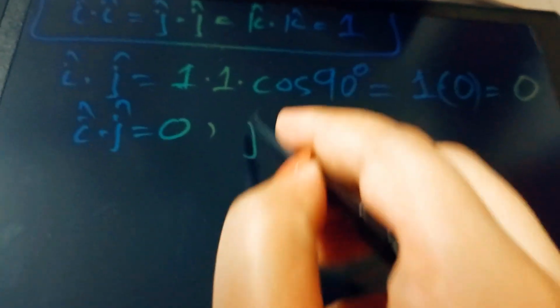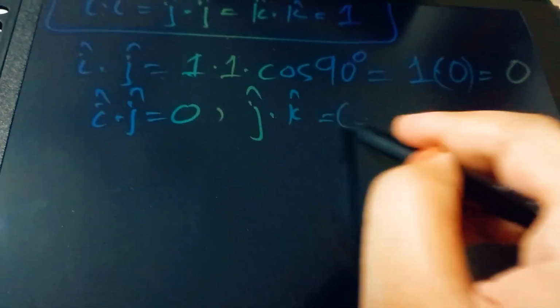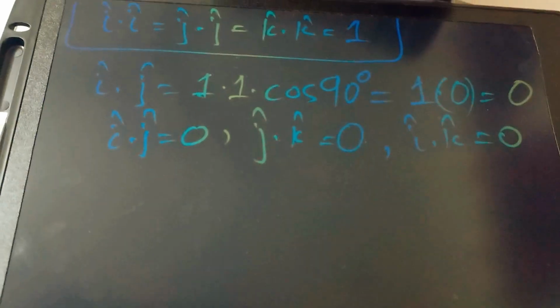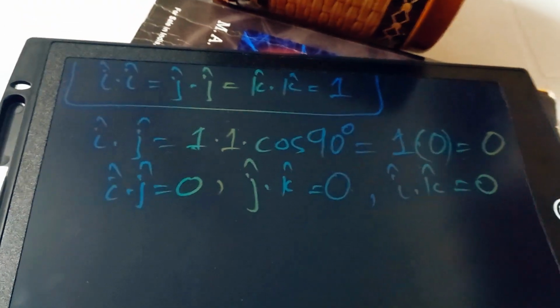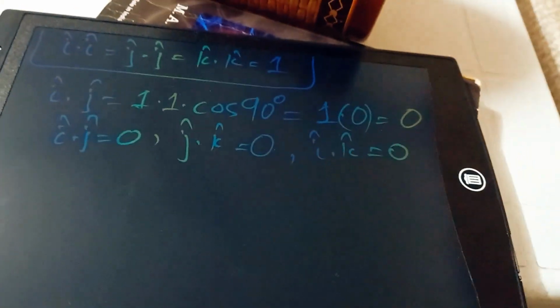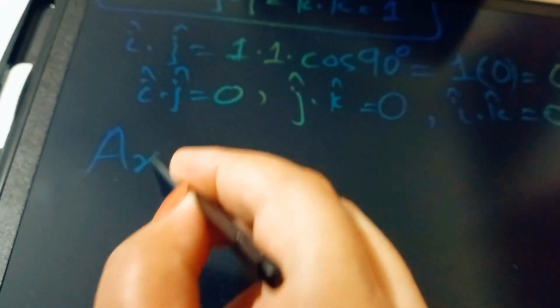Similarly, you can prove easily that their product with each other is equal to 0 because they are perpendicular to each other, and perpendicular vectors have their dot product equal to 0. So that is how it works. And now let's move to that multiplication thing.